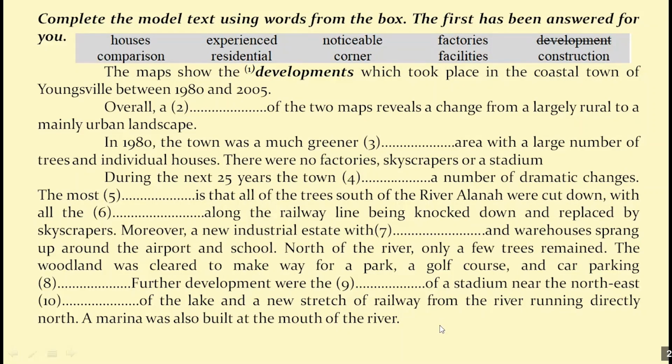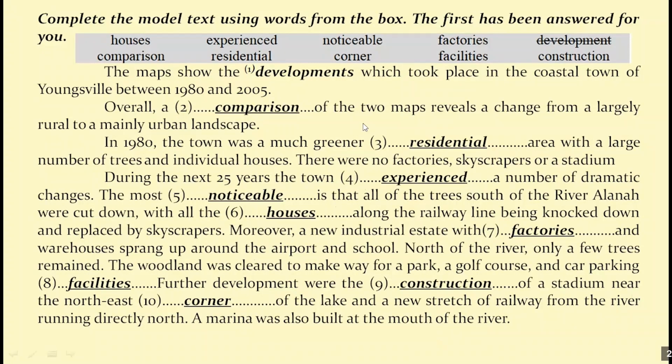Okay, let's take a look at the answers. The maps show the developments which took place in the coastal town of Youngsville between 1980 and 2005. Overall, a comparison of the two maps reveals a change from a largely rural to a mainly urban landscape. In 1980, the town was a much greener residential area with a large number of trees and individual houses. There were no factories, skyscrapers, or a stadium. During the next 25 years, the town experienced a number of dramatic changes.